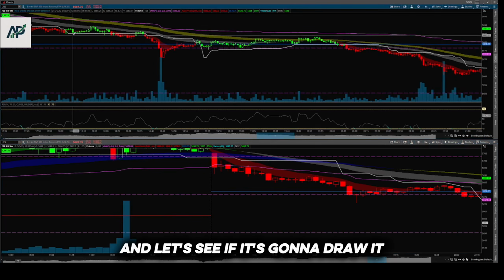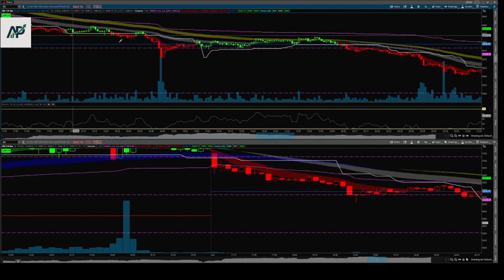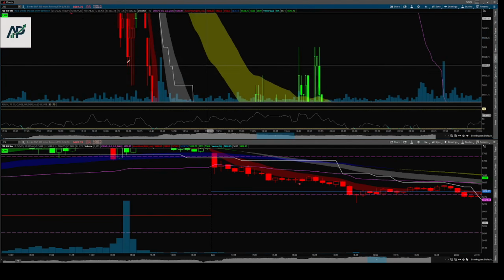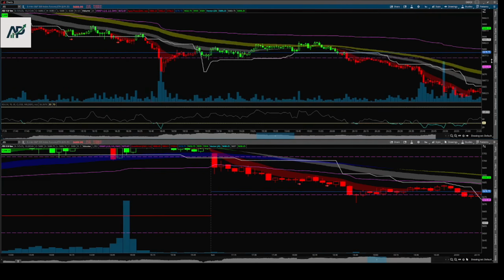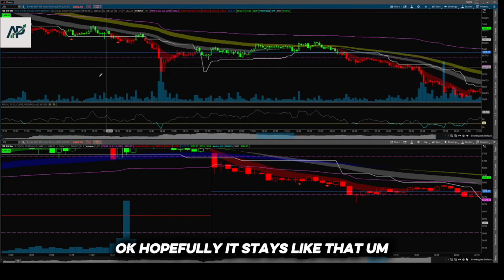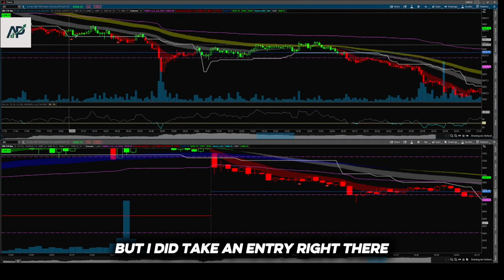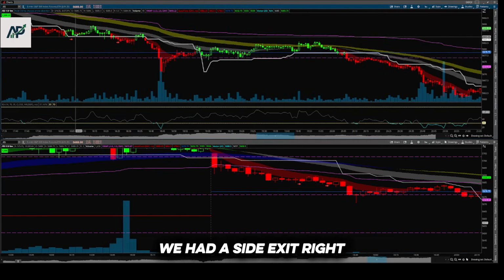Let's see if it's going to draw it. Okay. Now I'm going to mess it all up. Okay. Hopefully it stays like that. But I did take an entry right there. We had a side exit, right?